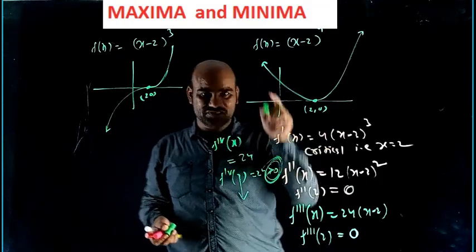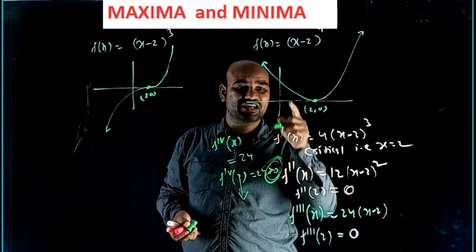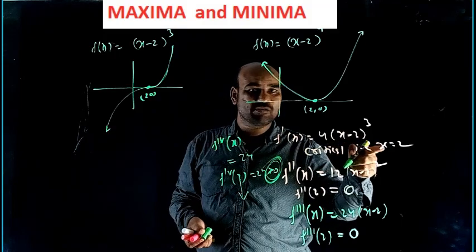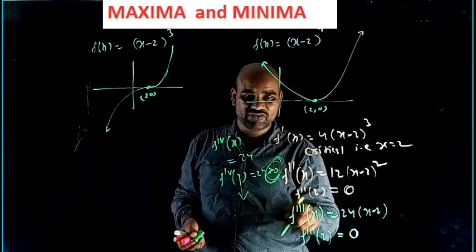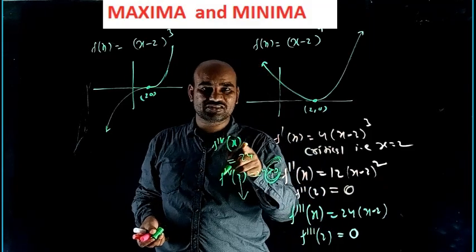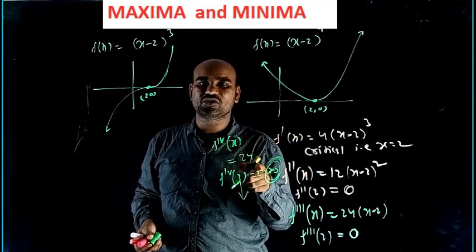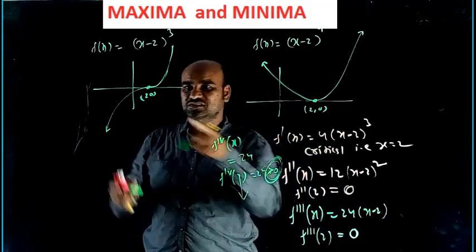Understood? f of x is given. f dash of x should be found. Critical point should be found. f double dash of x is 0. f triple dash of x is 0. f fourth derivative of x is non-zero. Here you can conclude. See this example.